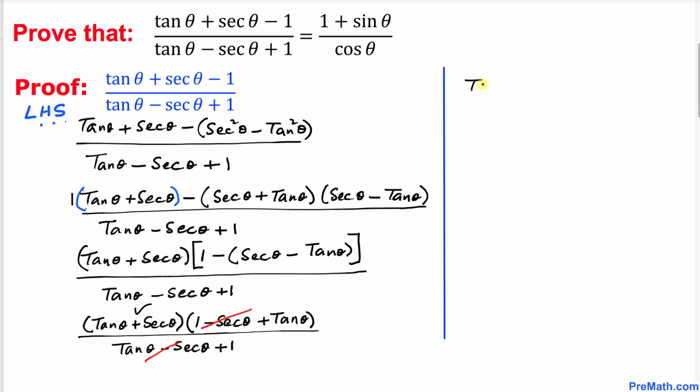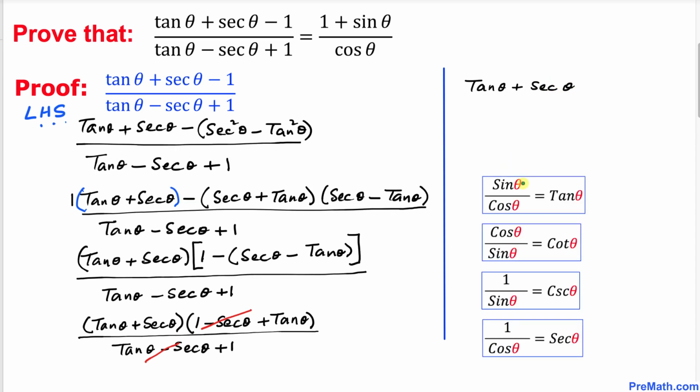I can write tangent of theta plus secant of theta. And now let's recall this trigonometric ratios table. As you can see over here, this tangent theta I can replace by sine theta divided by cosine theta, and likewise secant theta I can replace by 1 over cosine theta. So therefore I can write this tangent theta as sine theta divided by cosine theta plus 1 over cosine theta.